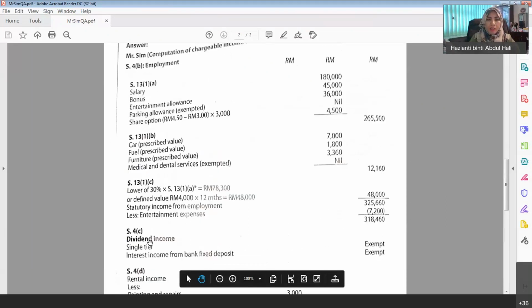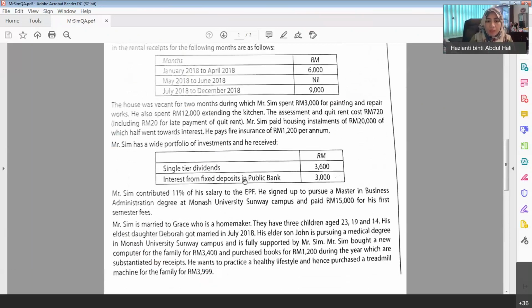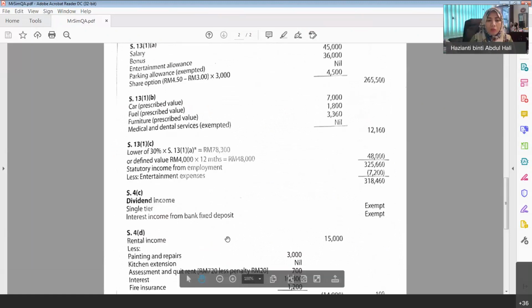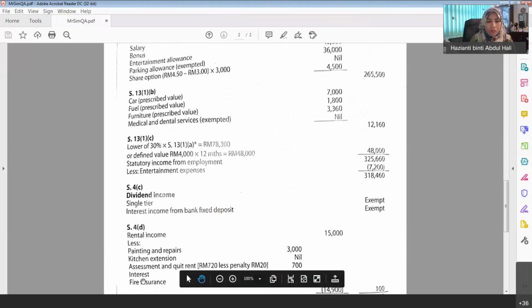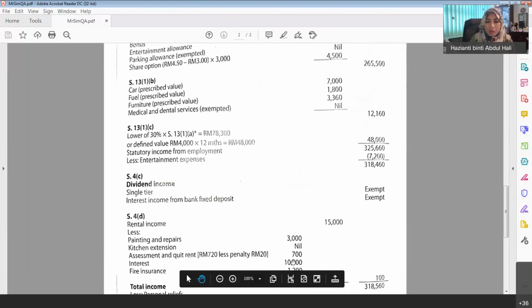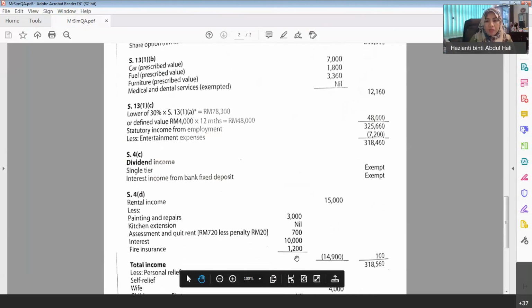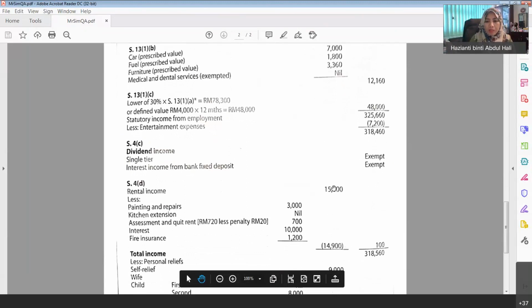Interest. Alright, so if you look at the loan, he paid housing installment of 20,000. Half went towards interest. Alright, so please check back your notes kalau rasa macam kenapa 10,000. So for housing loan installment the allowable expenses is only for the interest part, not everything. So 20,000 dia bayar every year, 10,000 is actually for the interest. So kita hanya boleh tolak the portion of interest sahaja. Alright, and next one dia ada fire insurance. So total the allowable expenses tinggal 100 je income dia untuk rental.